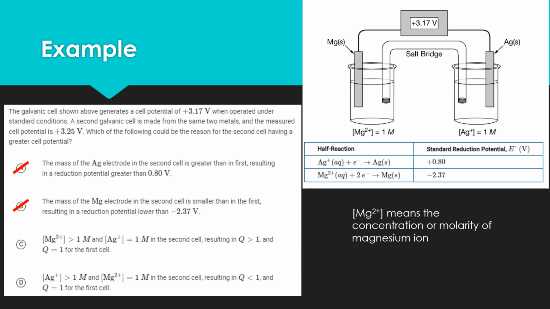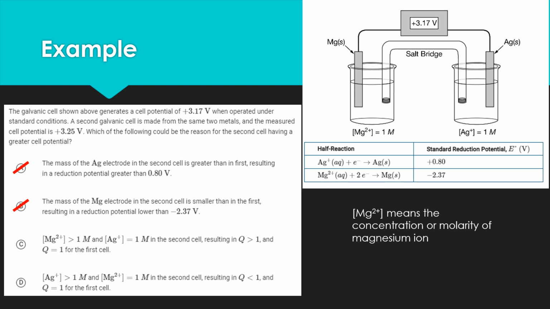Now there is this part that says resulting in Q is greater than 1 and Q equals 1 for the first cell. So that part, Q, we're not familiar with and honestly doesn't change our answer at all. We really don't need to know about Q at this point to be able to answer this particular question. We're just looking at that concentration of our ions. Letter D is very similar. It's just showing that silver is the one that's more than 1 molar and magnesium is staying the same.